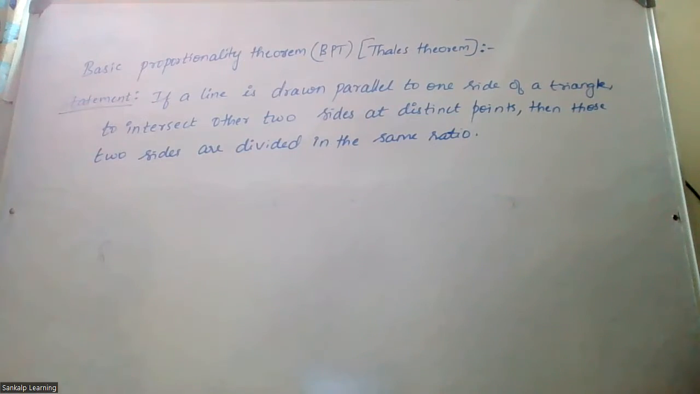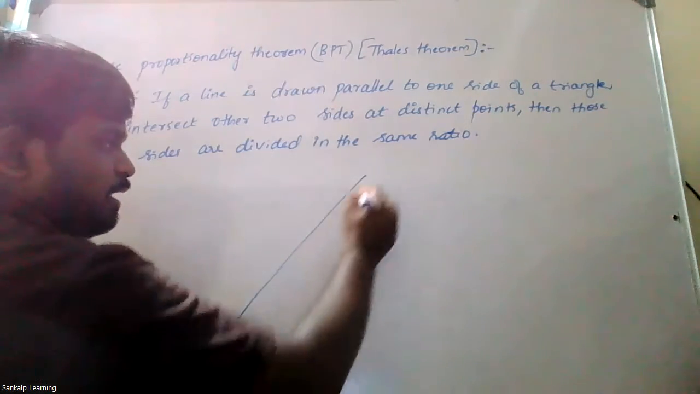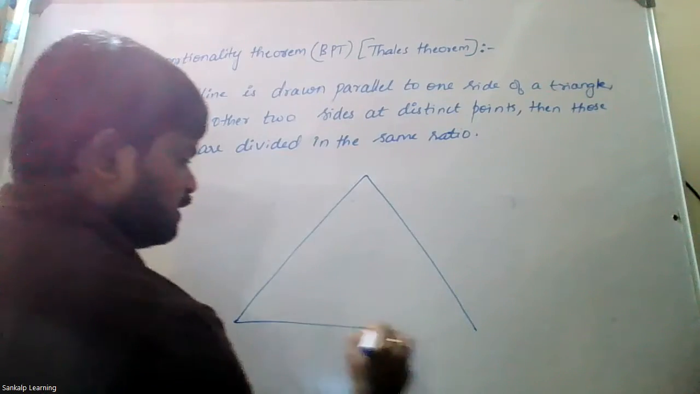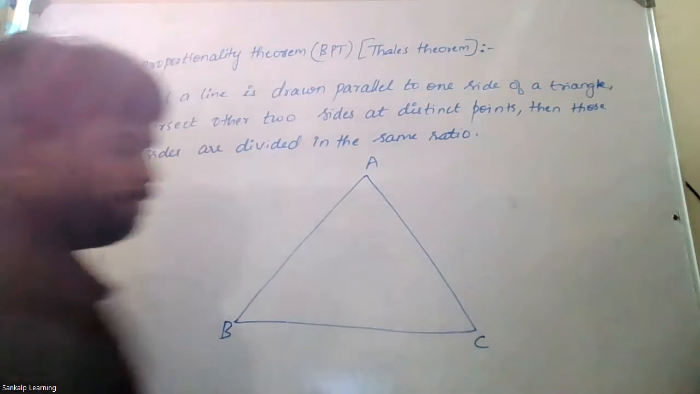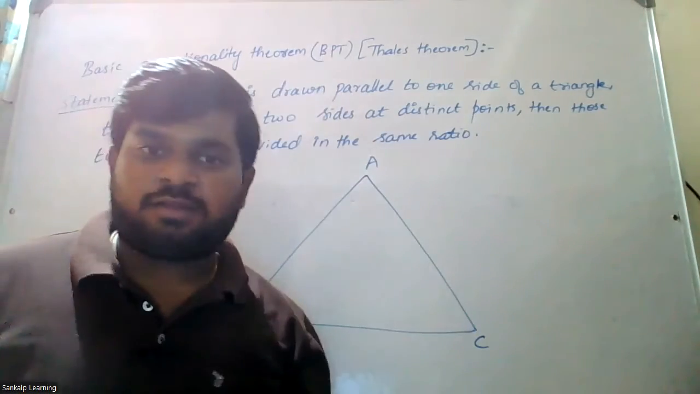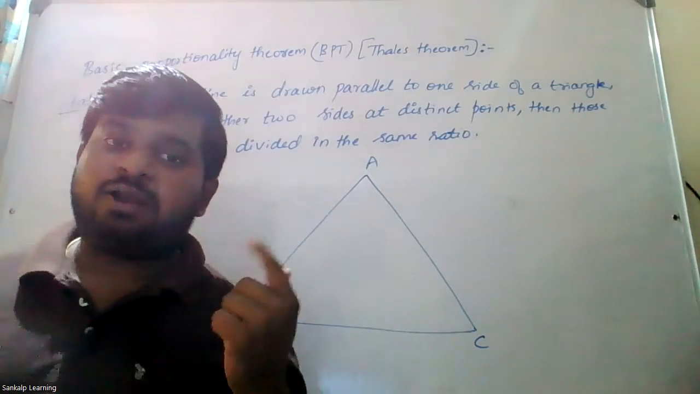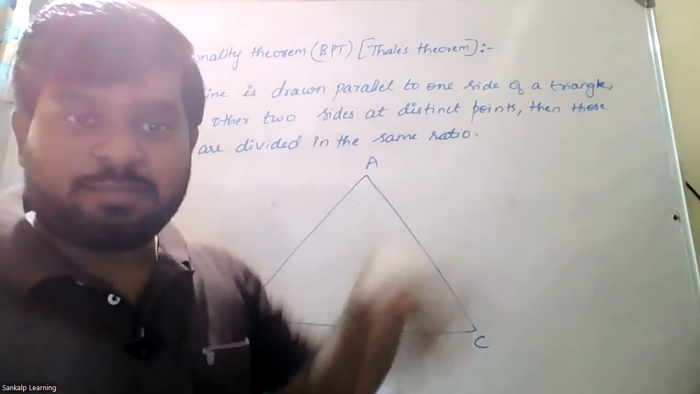Meaning, first let's understand the statement, then we'll go over the proof. Suppose we have got a triangle. Let's take a triangle ABC. If a line is drawn parallel to one side of a triangle, to intersect the other two sides at distinct points.